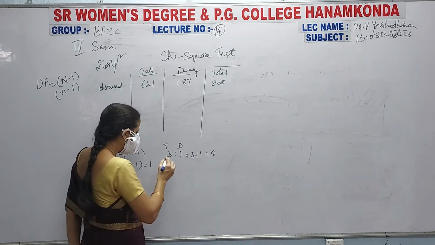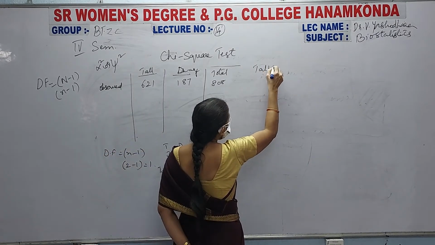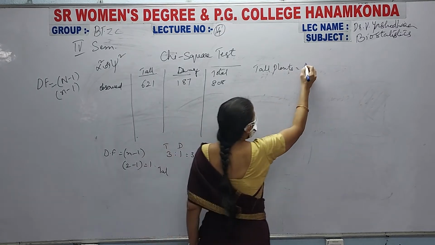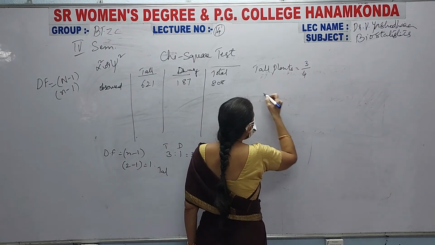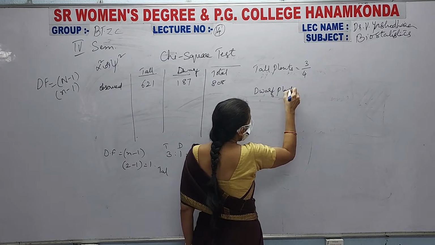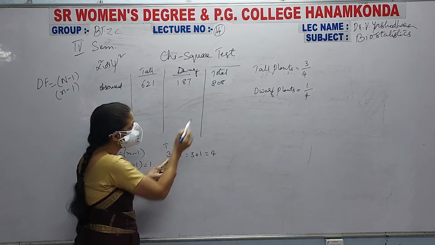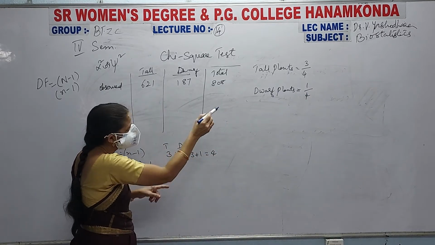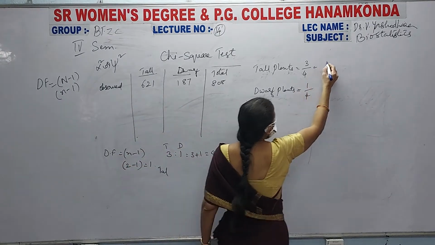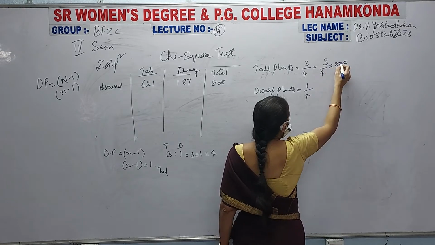Is it okay? Now tall plants is equal to 3 out of 4 plants and dwarf plants is equal to 1 out of 4. Right? 3 plants are tall plants out of 4 and 1 plant is dwarf plant out of 4. Okay? Now in this what you have to do is 3 by 4 into 808.